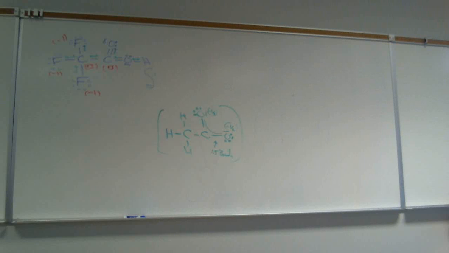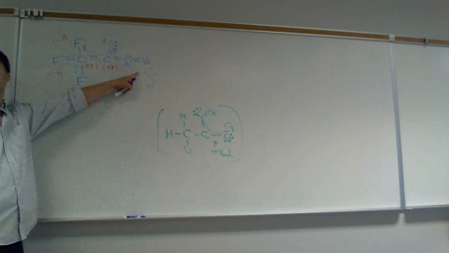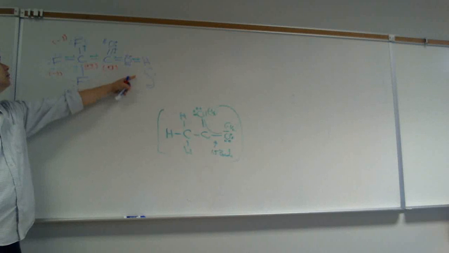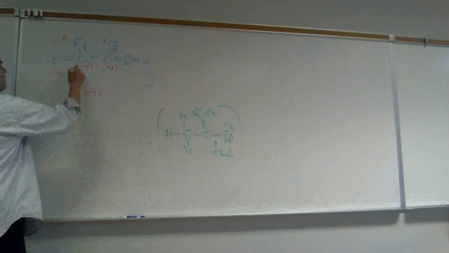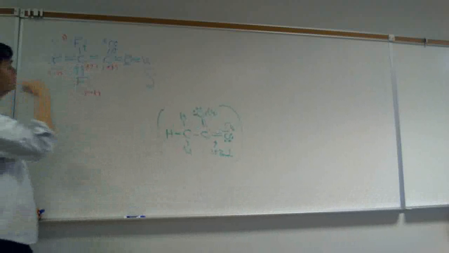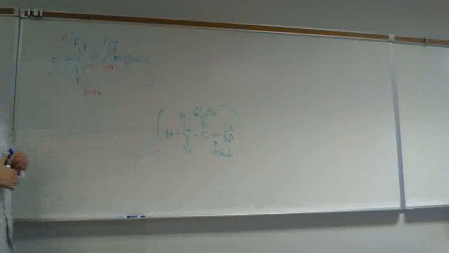Trifluoroacetic acid or acetic acid? Trifluoro. This is a much stronger acid. It's a much stronger acid because the bond is much more polar. Why is that arrow pointing from fluorine to carbon? Because it's wrong. Thanks. What about carbon to oxygen? Should be the other way.